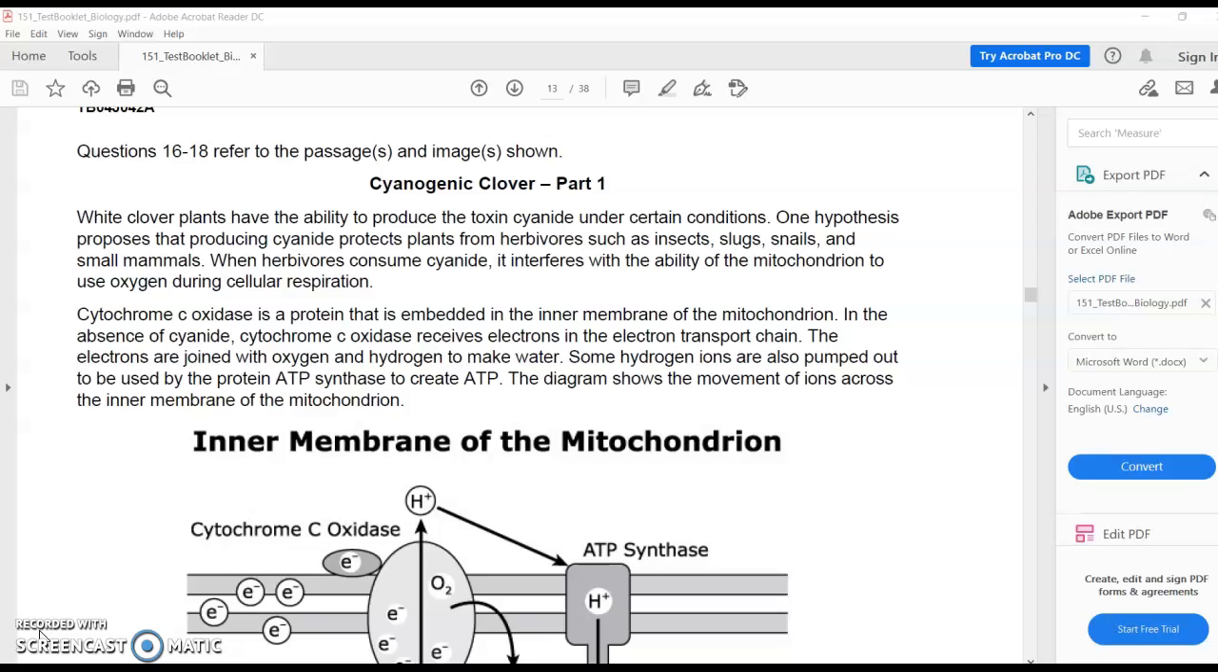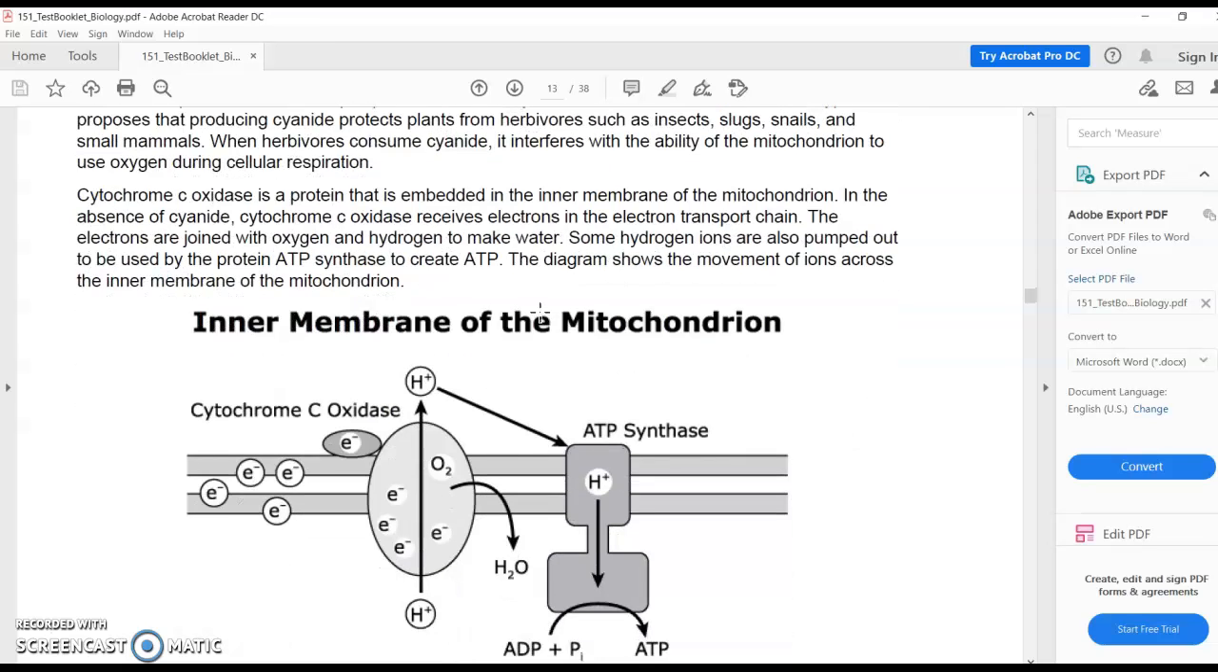and it's about the production of cyanide from clover, where if herbivores consume the clover, it can produce cyanide to protect themselves. So notice when herbivores do consume the clover and the clover does produce cyanide, it interferes with the ability of the mitochondria to use oxygen during respiration. So it has a model here of the cristae of the inner membrane of the mitochondria.